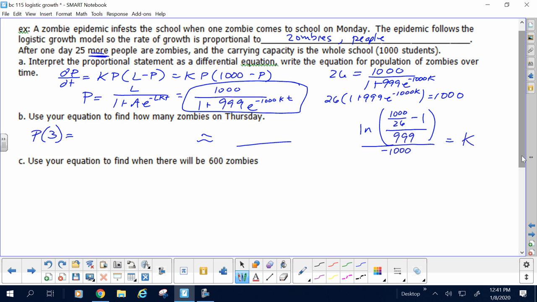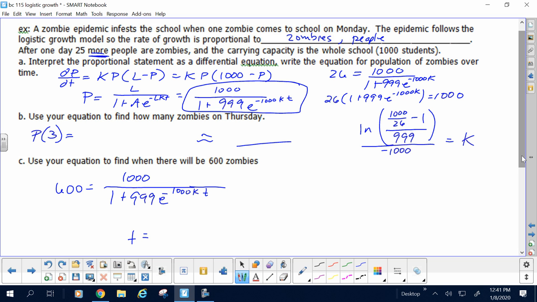Okay? How would you use your equation to find the time when there would be 600 something? Population is 600, and you would go something like this. You would probably store K, because you don't want to type in that big mess, and you're solving for T, okay? So tell me, what would you do to solve for T?